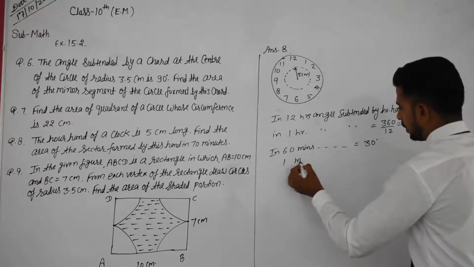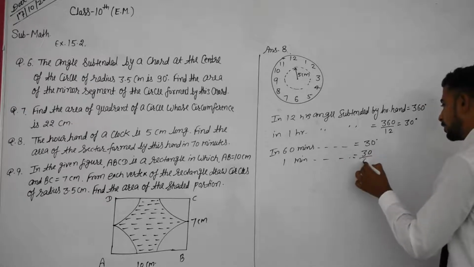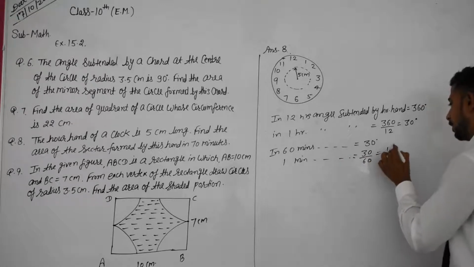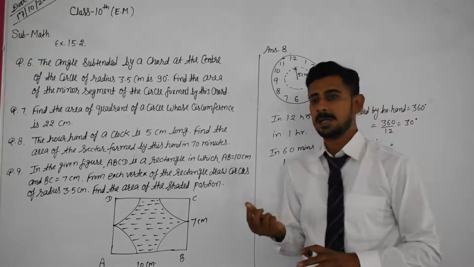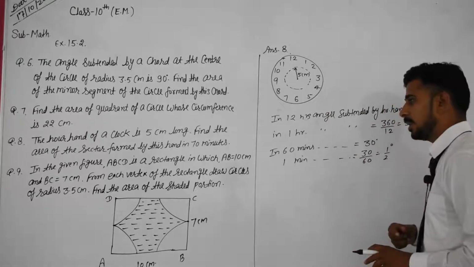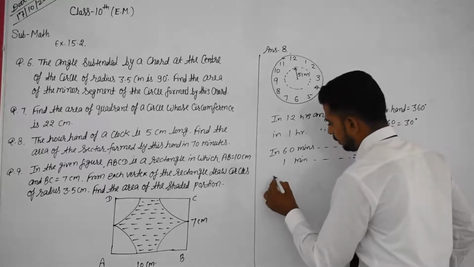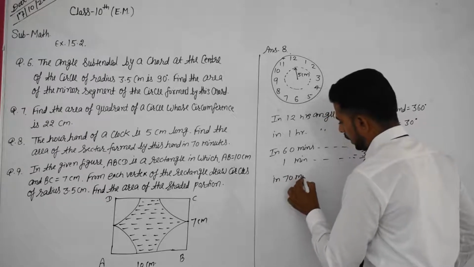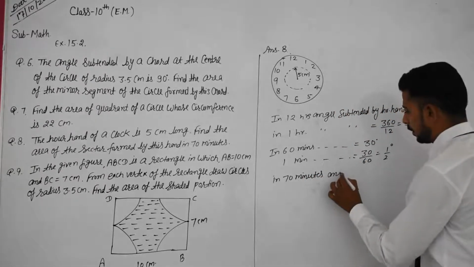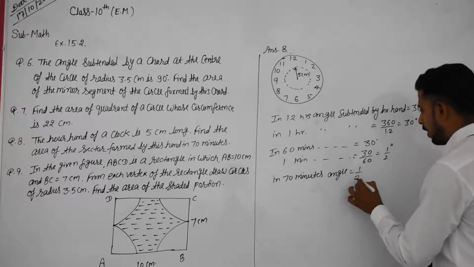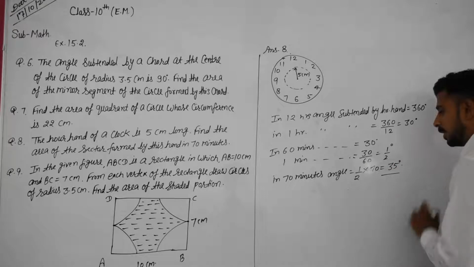Then in 1 minute, the angle subtended by this hour hand is 30 degree upon 60. It means half degree. But we want the angle subtended by this hour hand in 70 minutes. In 1 minute, the angle is half degree. Then in 70 minutes, the angle is equal to half multiplied by 70, then the value is 35 degree.